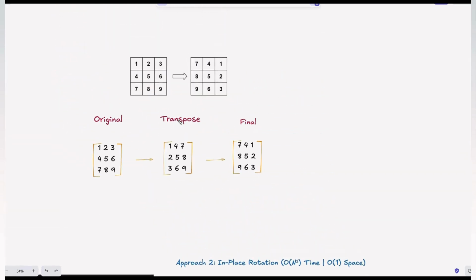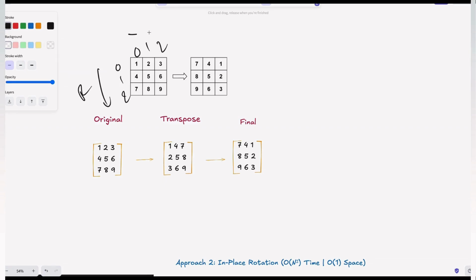So how can we say that? If you look into the given matrix, this is the diagonal. Let me just represent the indices of row and column. This is 0, 1, 2. This is basically for row and this is for column. So here, what are the indices of the diagonal elements? It is 0, 0. For 5, it is 1, 1. And for 9, it is 2, 2.